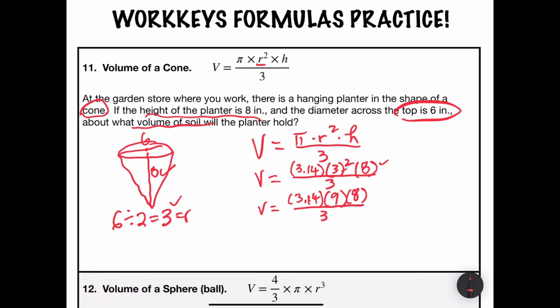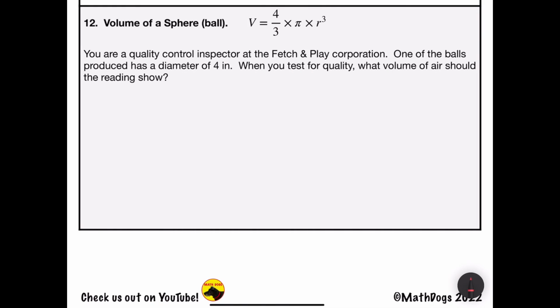So I do have a fraction. I'm just going to multiply across the top. When I multiply 3.14 by 9 by 8, I get 226.08, and then I'm going to divide that by 3. And when I punch that into a calculator, I find out that the volume of the planter will be 75.36 cubic inches.